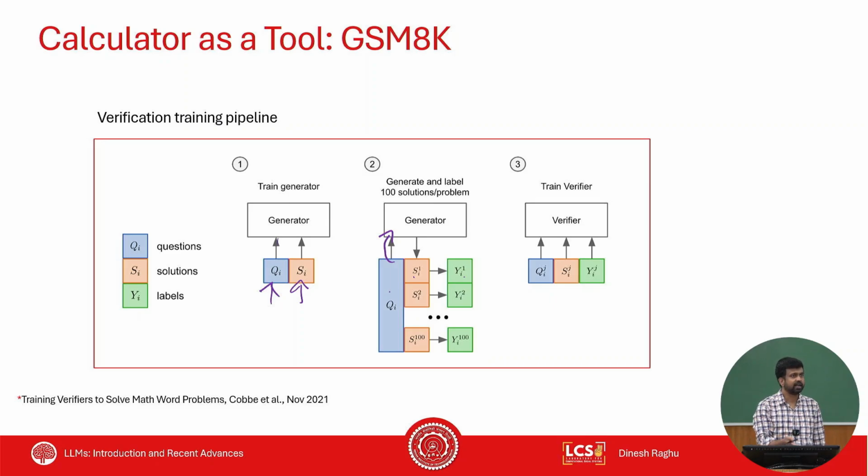So obviously, if you train a classification head, you're going to get a probability. And if you sample 100 different solutions during inference, you run the verifier on those 100 different solutions. For each solution, you would get a score between 0 and 1. And all you have to do is pick the solution with the highest score.